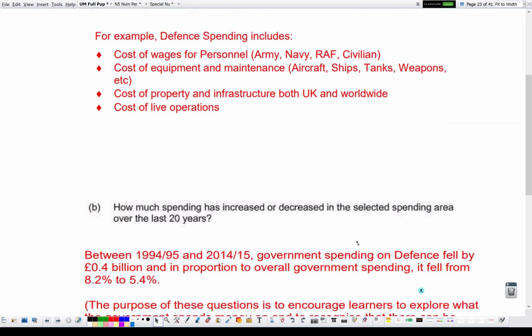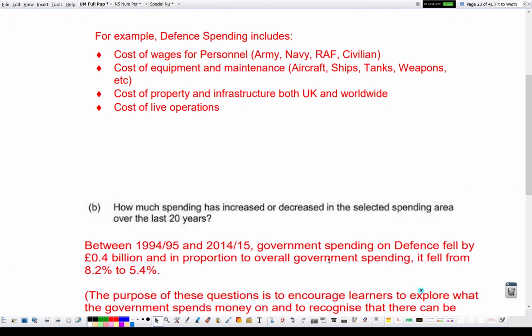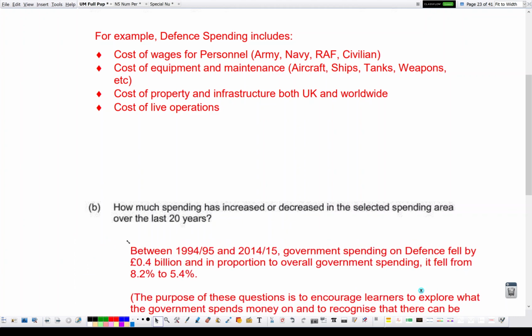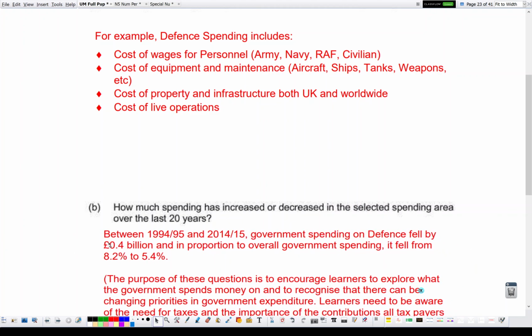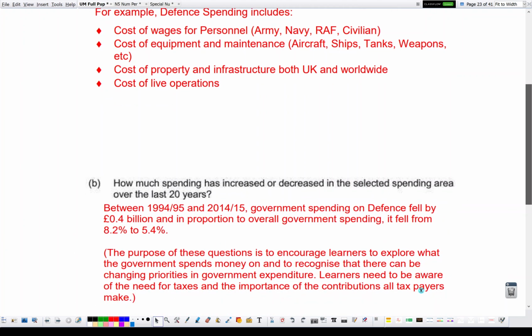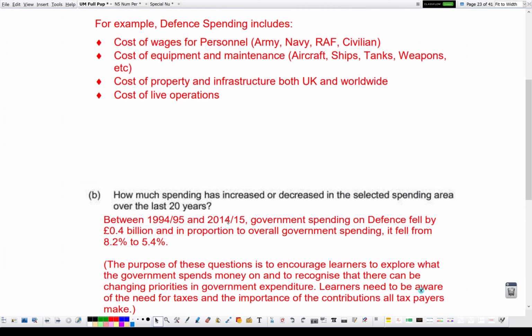And then example B was how much has spending increased or decreased. So this was again the example that was given here. It said that for the 20-year period between 1994-95 and 2014-15, government spending on defence fell by £0.4 billion, so that's £400 million, in proportion to overall government spending. It fell from 8.2% to 5.4%.